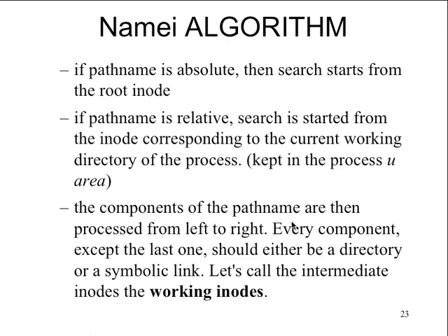So, let's talk about this little algorithm here. If the path name is absolute, then the search starts from the root inode. And this is just a really huge, high-level abstract description of what this algorithm actually does. If the path name is relative, then it starts from the inode corresponding to your working directory. And basically the components of the path are searched and processed left to right through a tree, traversing through a tree.